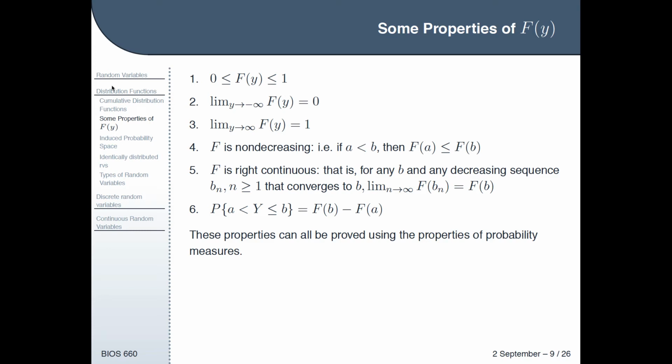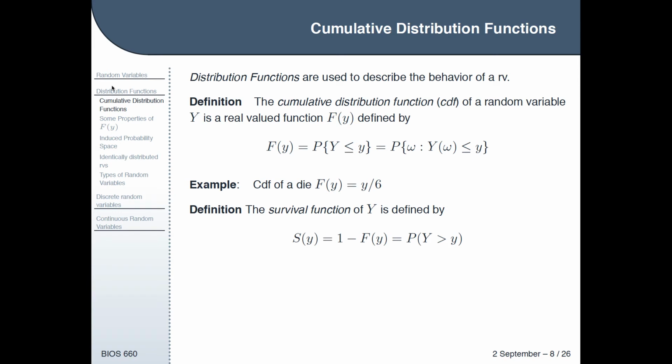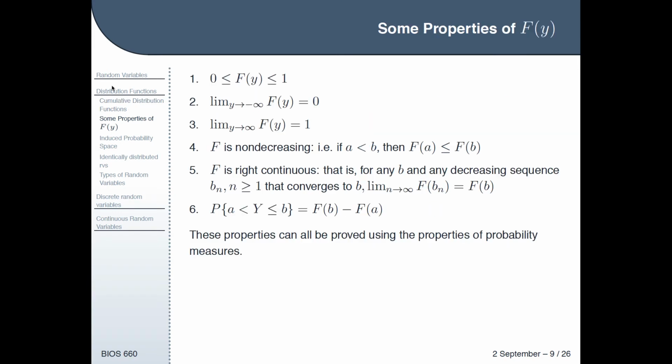F is right continuous, which may not be quite as obvious, but basically that has to do with the fact that it's defined on the previous slide to be less than or equal, if you take the probability y less than or equal to a plus epsilon.